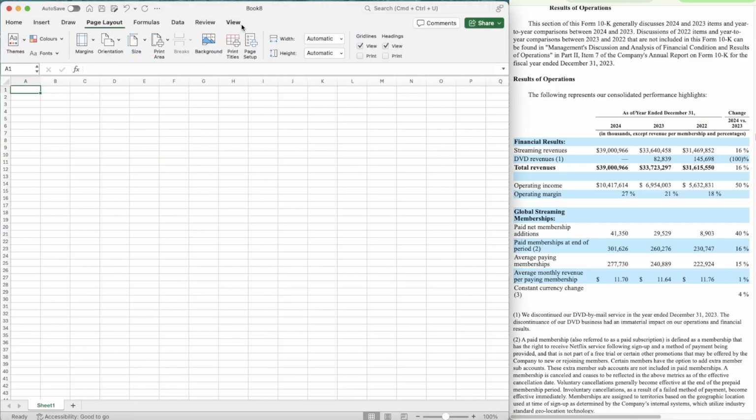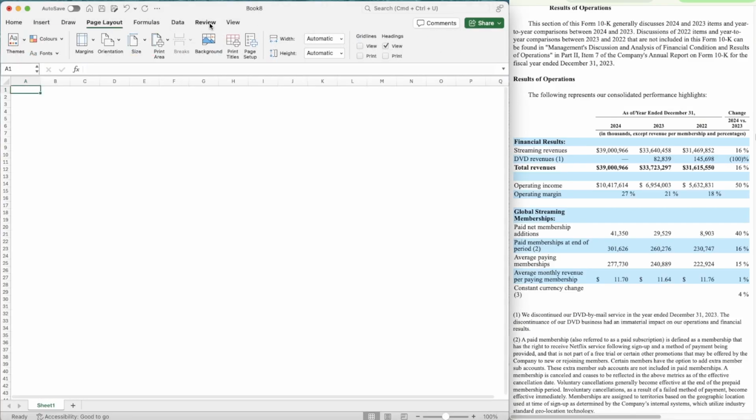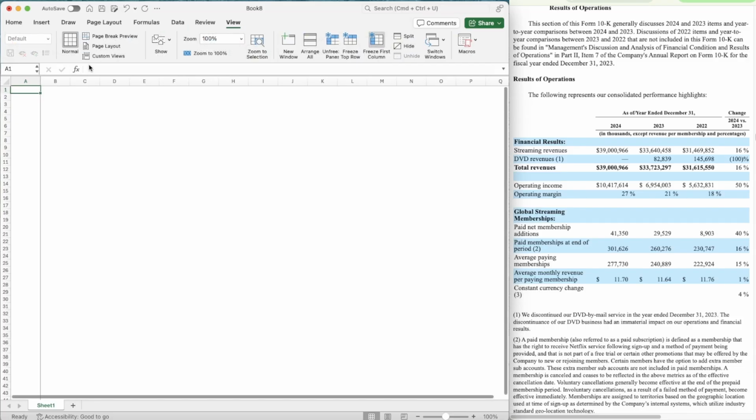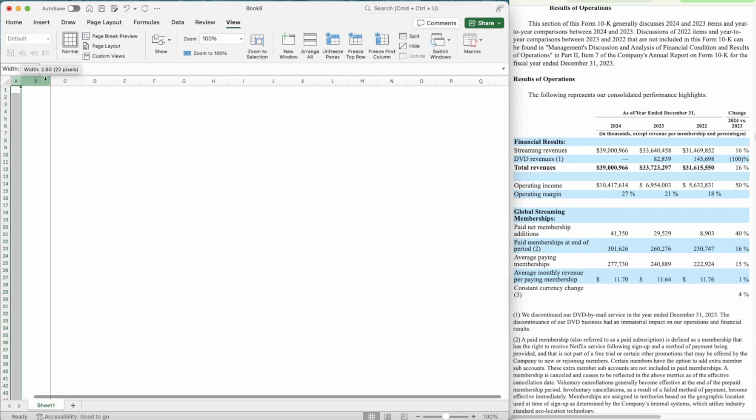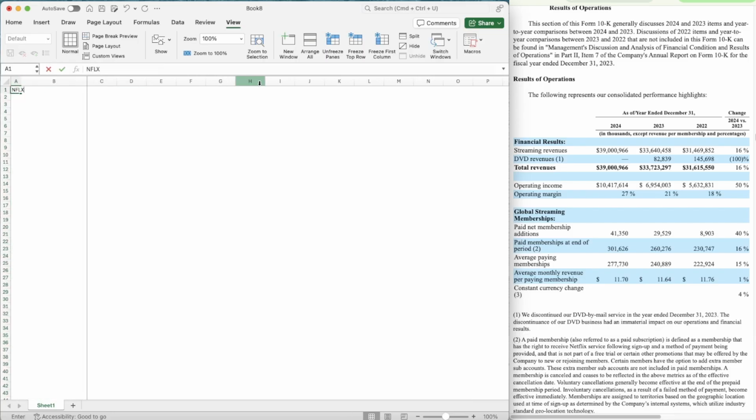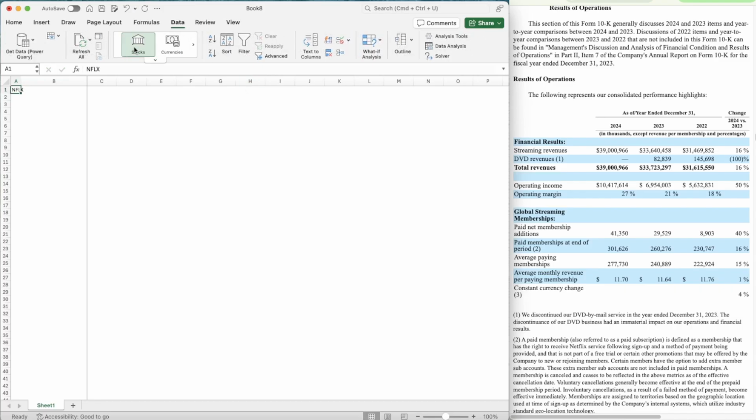Open up your spreadsheet, take away the grid lines, view, freeze your first column, insert another column in front of A. So your A column becomes B, make your A smaller, make your B larger, and in A1 type NFLX. Then go data, docs.